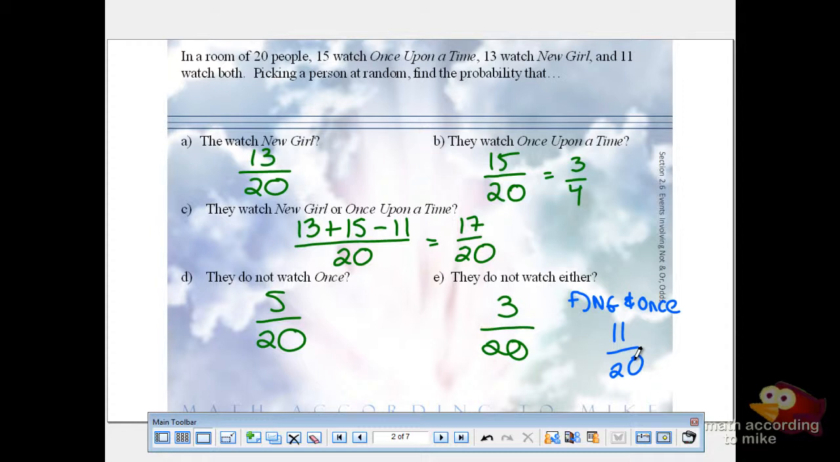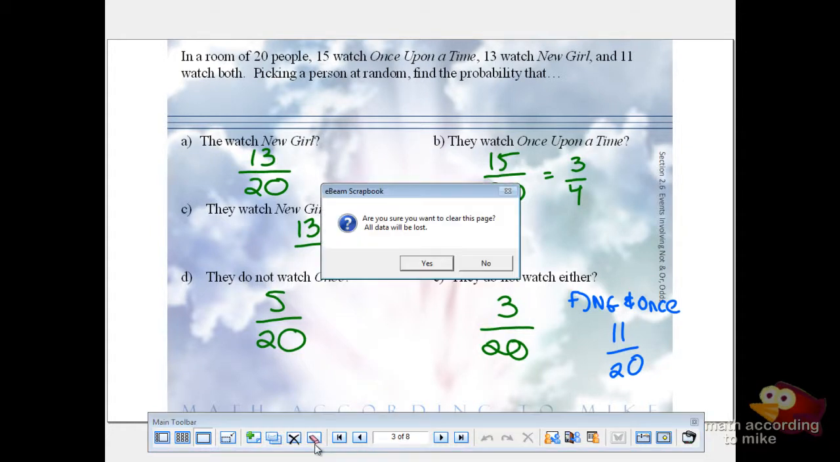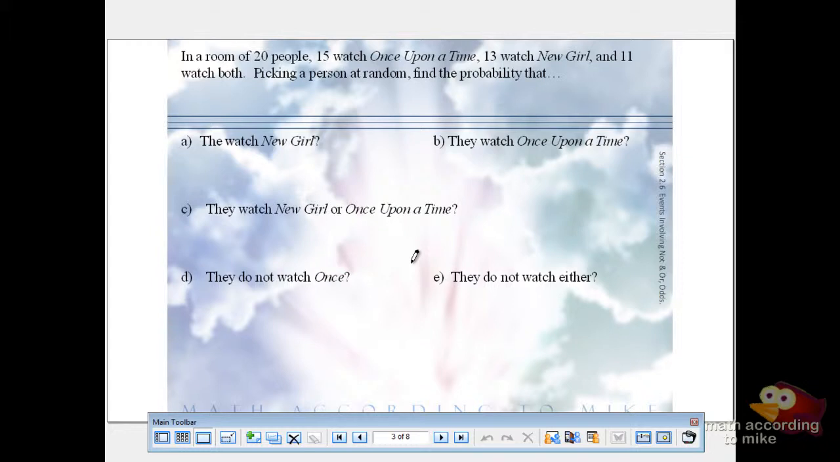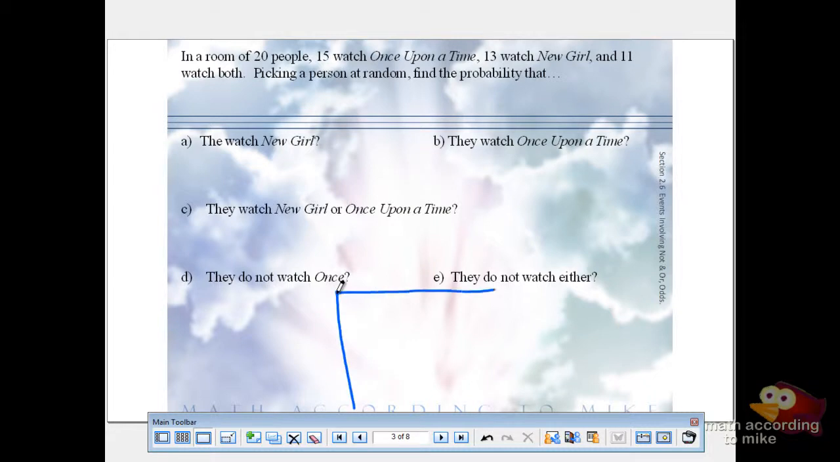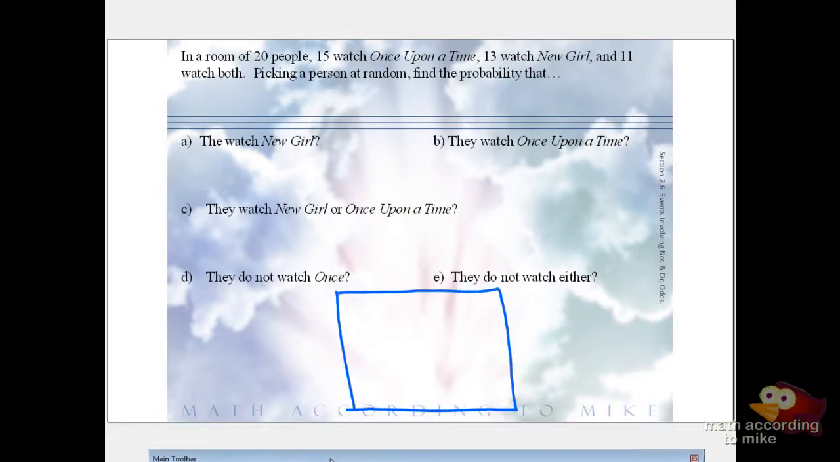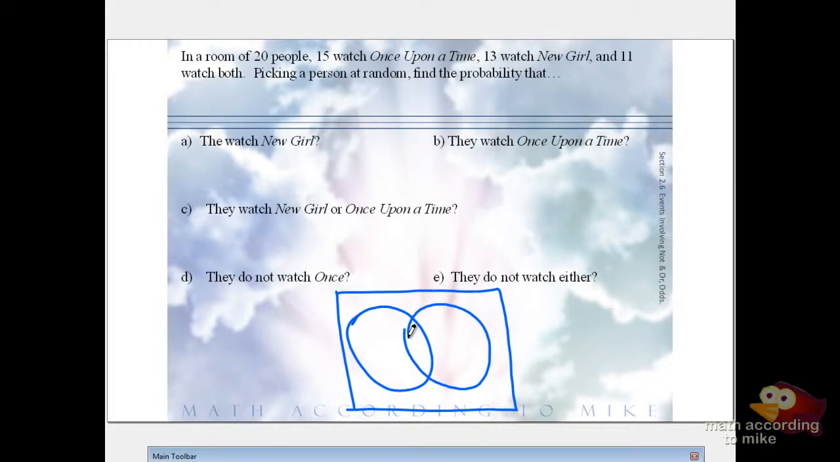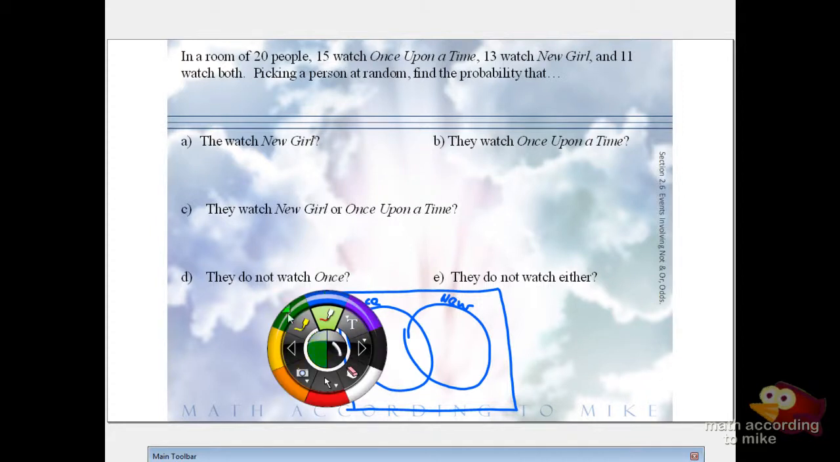Common mistake number 2. Let me duplicate this and then let me erase the page. All right. Now let's do this using a Venn diagram. In a Venn diagram, you have a rectangle, which represents the entire sample space. And then you have circles, which represent the sets within the sample space. We have 2 circles. We have a Once Upon a Time circle, and we have a Hey girl, what you doing circle. I'm not going to attempt to sing that. It gets up way too high.